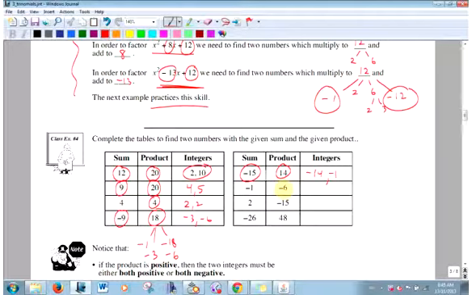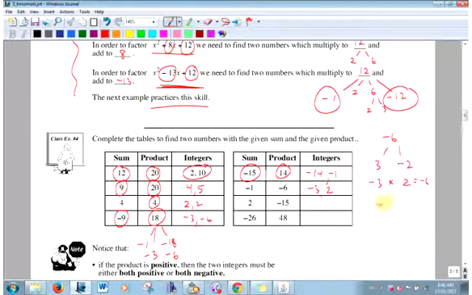Negative 6, product's negative. What does that mean? That means one of the numbers has to be a negative and one of them has to be a positive. If I add 3 and negative 2, does that give me positive 1 or negative 1? So I must have these backwards. That's also a product of negative 6, and now it adds to negative 1. So you just got to run through the numbers, make sure it works before you move on to the next question.